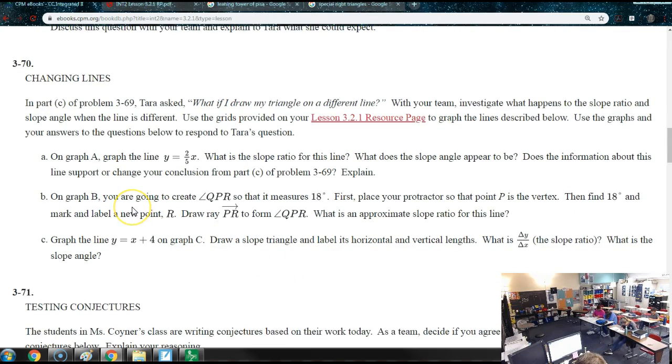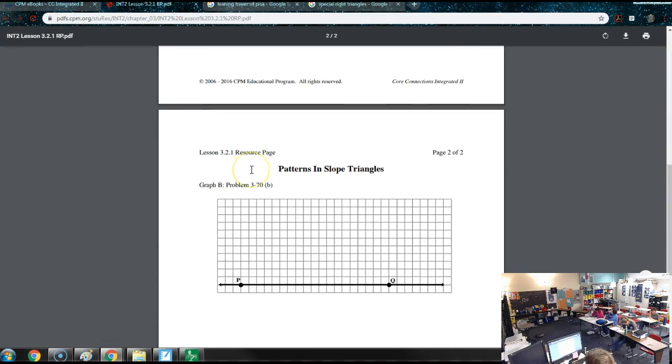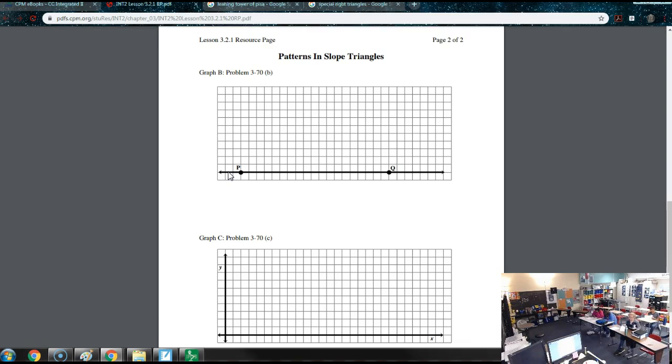So what if, flip your paper to the back. You have the line PQ. Set your protractor 0 on PQ. Make an angle of 18 degrees. And then try to find where it lines up. So try to find the slope ratio of 18 degrees.